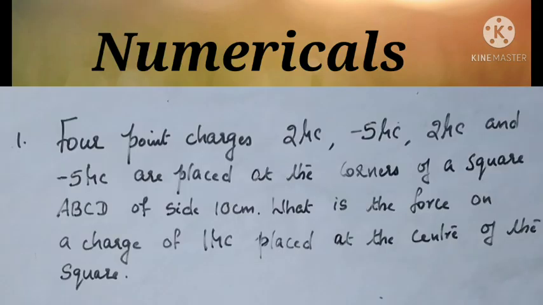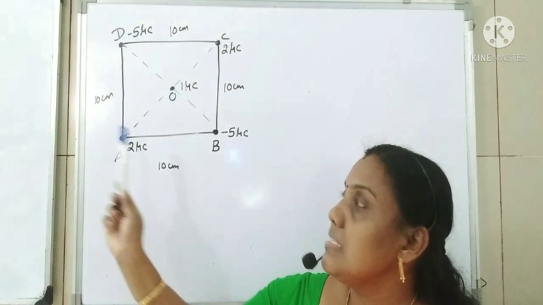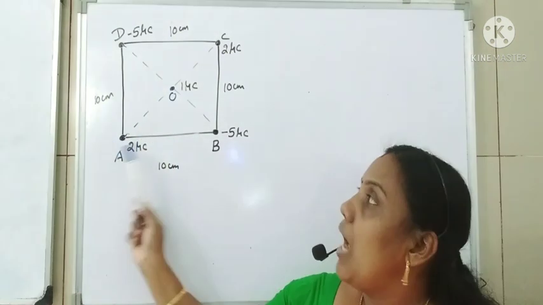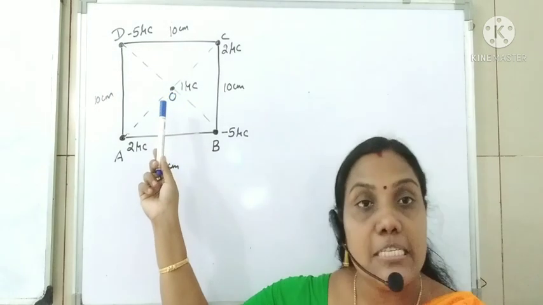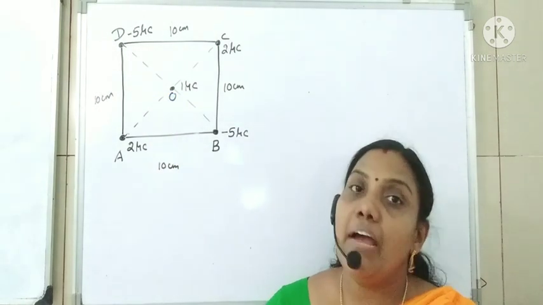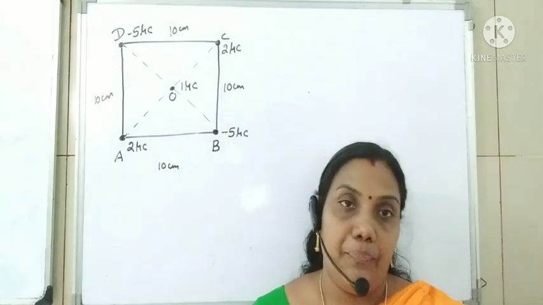Four point charges, 2 microcoulomb, minus 5 microcoulomb, 2 microcoulomb and minus 5 microcoulomb, are placed at the corners of a square ABCD of side 10 cm. What is the force on a charge of 1 microcoulomb placed at the center of the square? From the question, we can draw the figure like this. Four charges are placed at the 4 corners of the square and a 1 microcoulomb charge is placed at the center of the square. We have to find the net force on the 1 microcoulomb charge placed at the center.